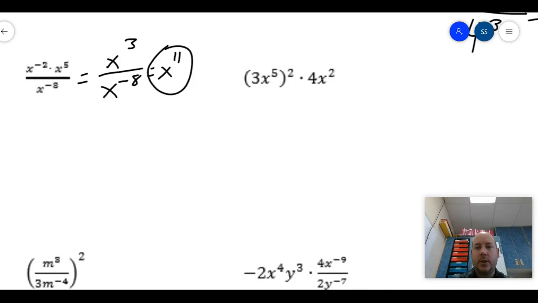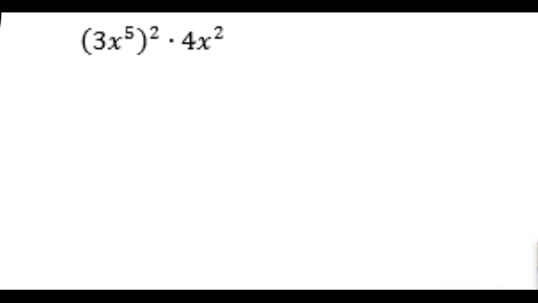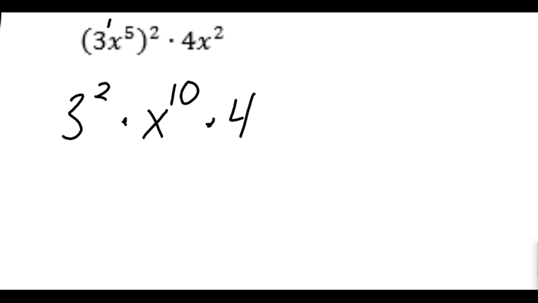All right, my next one here. So we've got some parentheses going on, so we got to get rid of those parentheses first. Okay. So again, 3 is 3 to the 1st power. So I'm gonna distribute or give that exponent to each one. So 3 to the 1st squared, right? Multiply your exponents. Power of a power would be 3 to the 2nd. X to the 5th squared. Again, multiply your exponents would be x to the 10th times 4x squared, right?